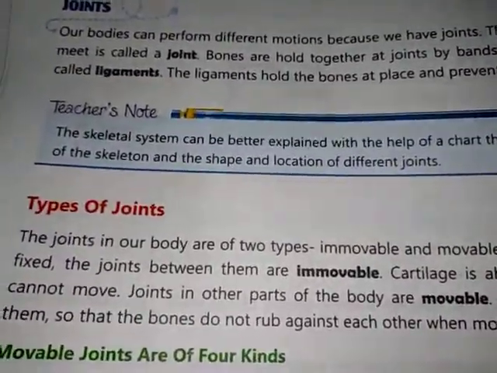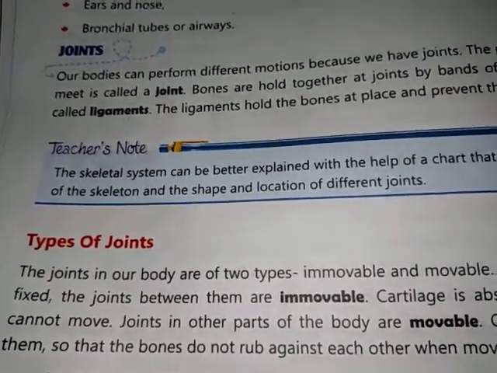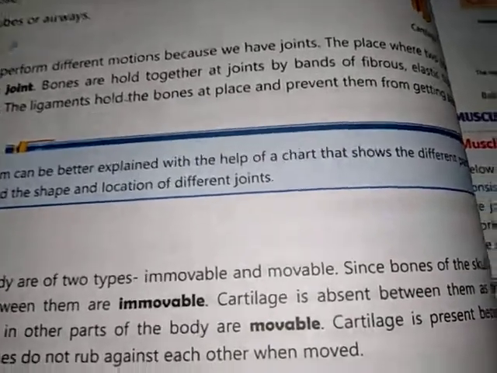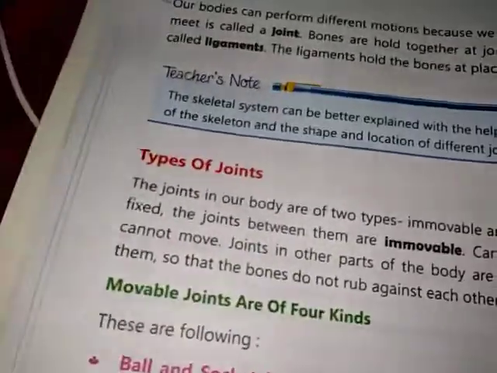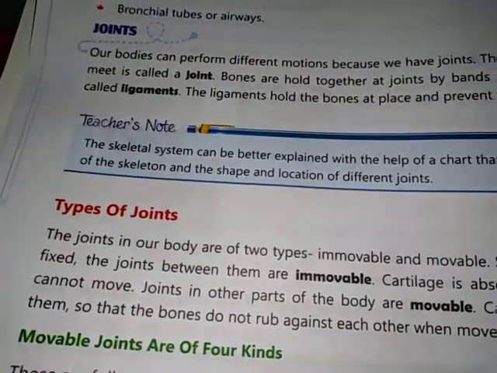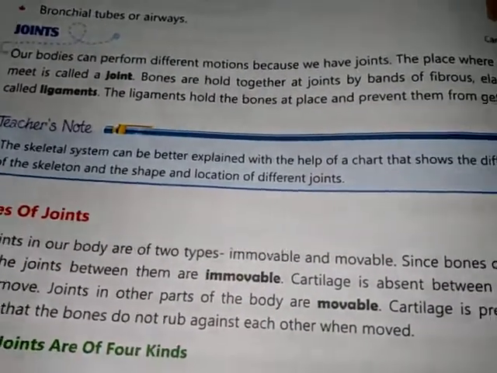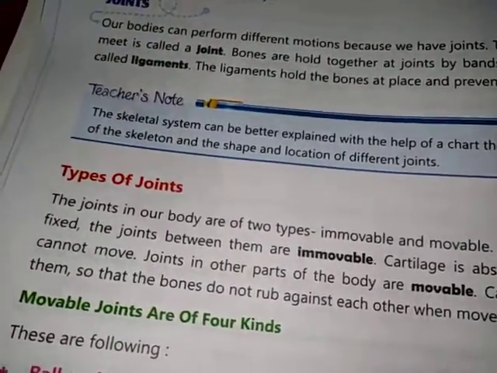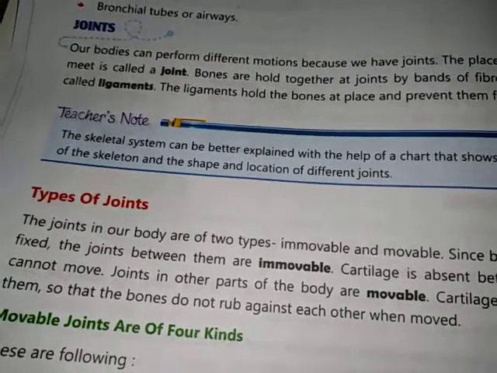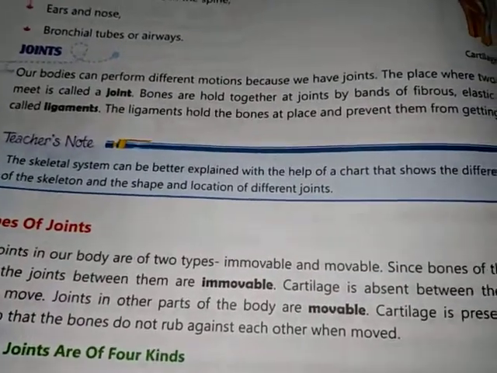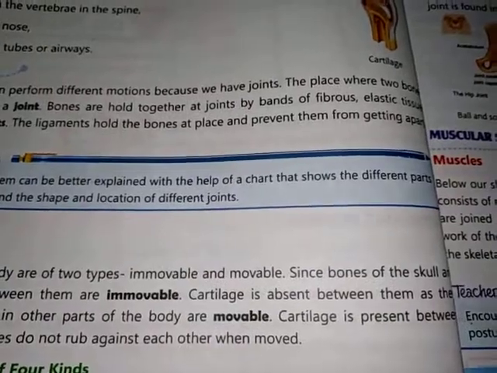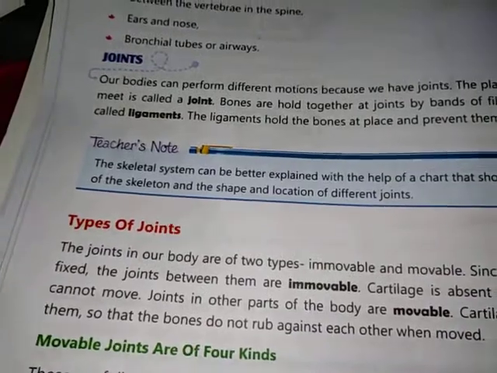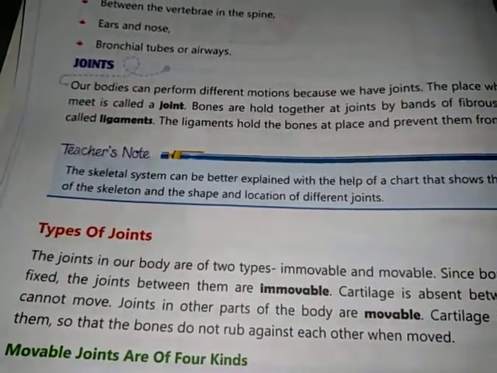Now let's see the types of joints. The joints in our body are of two types: immovable and movable. Since the bones of the skull are fixed, the joints between them are immovable. Cartilage is absent between them as they cannot move. Joints in other parts of the body are movable. Cartilage is present between them so that the bones do not rub against each other when they move.